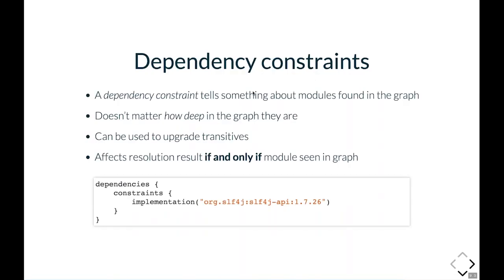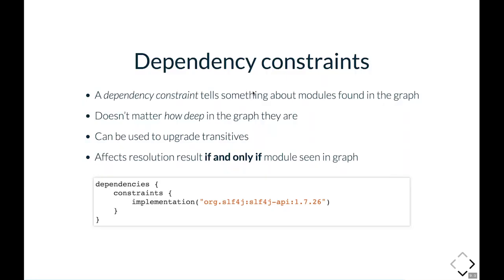It effectively tells something about a module that may or may not be found in the graph. And it doesn't matter at which depth. And so what happens is that you can use a dependency constraint to provide extra version information on the transitive dependencies. And these constraints, they will not bring the artifact on your class path, compile or runtime. What they will do is they will impact another dependency declaration from the graph. And so that means without a real dependency, the constraint just is a no-op.